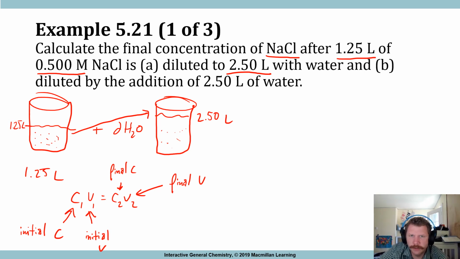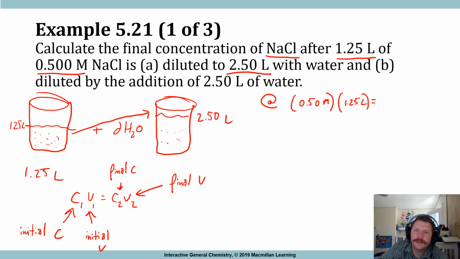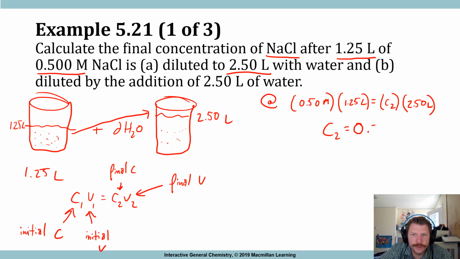In part A, we have some of this information. We have our initial concentration, 0.50 molar, and our initial volume, 1.25 liters. That is equal to our final concentration, which we don't know, so I'll leave that as C2, and V2 is our final volume, 2.50 liters. We solve for C2. 0.5 times 1.25 equals 0.625, divided by 2.50, gives a concentration of 0.25 molar. Our new concentration is half of what it originally was.